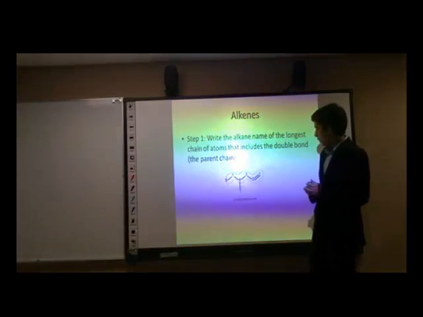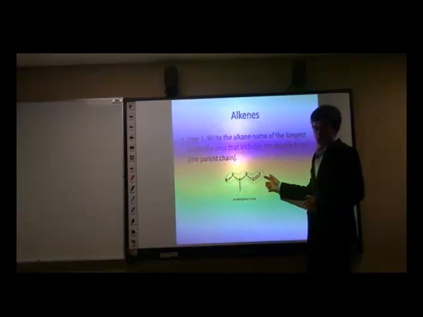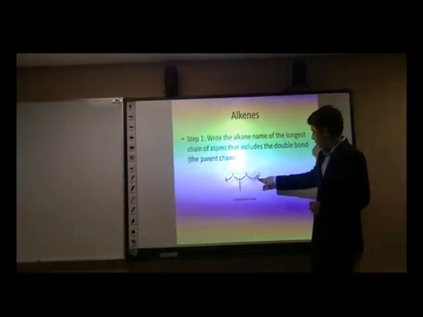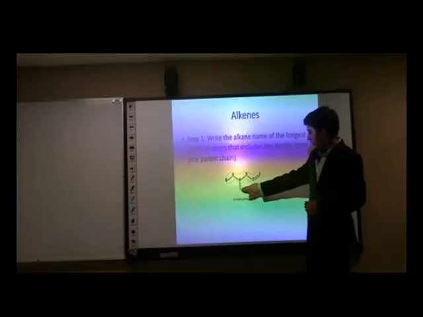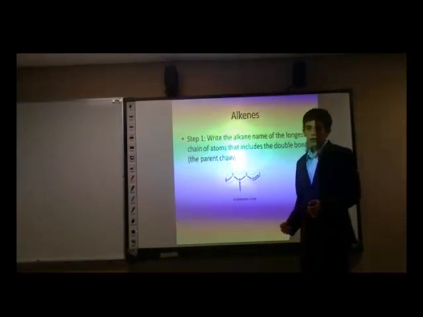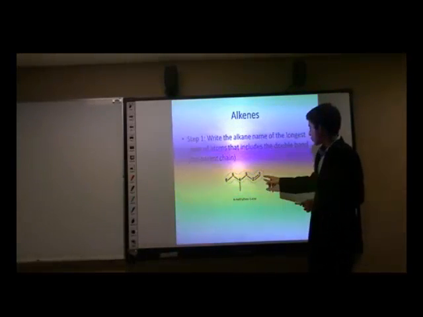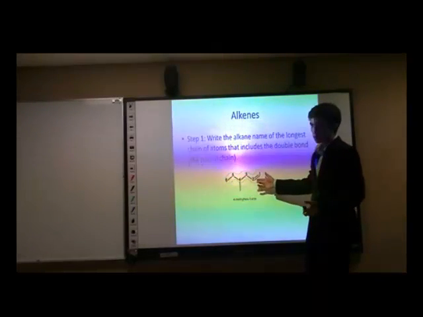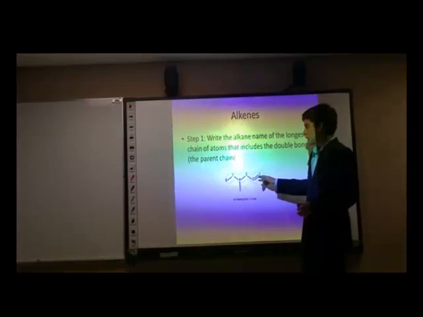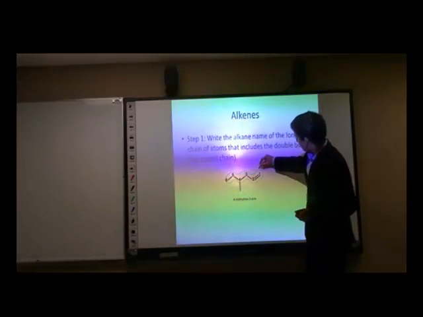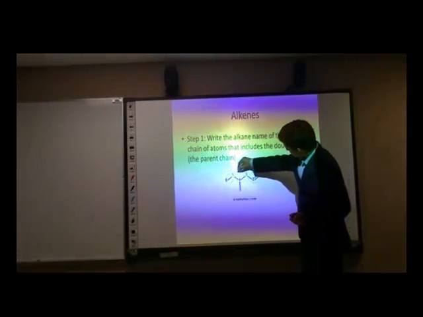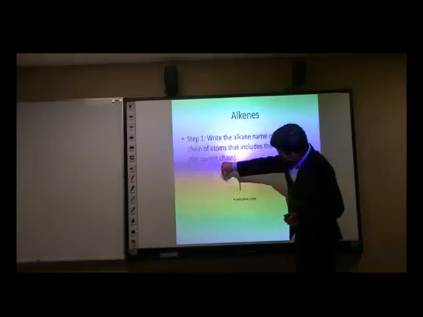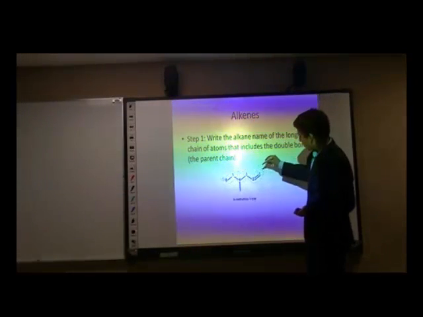We will start numbering the carbon chain to find the lowest number possible for the double bond. This carbon will no longer matter for us. So if we start numbering, it will be 1, 2, 3, 4, 5, 6. The lowest number possible for the double bond is 1. So 1, 2, 3, 4, 5, 6. The lowest number possible will be 1.